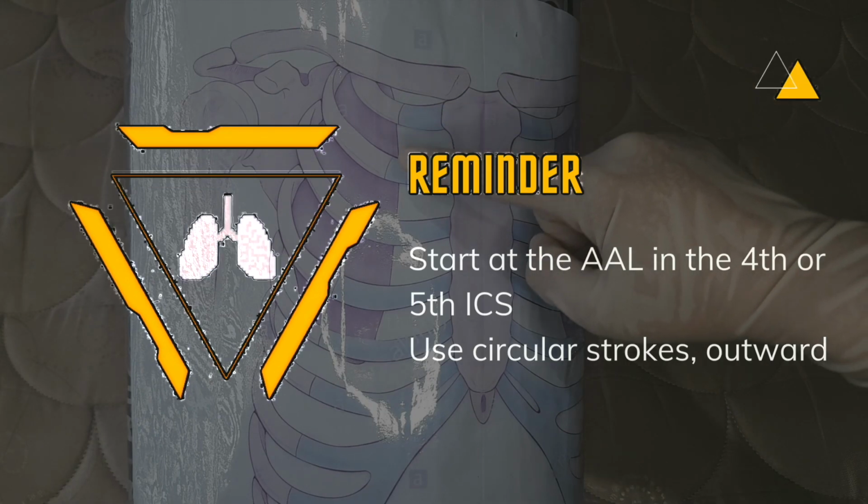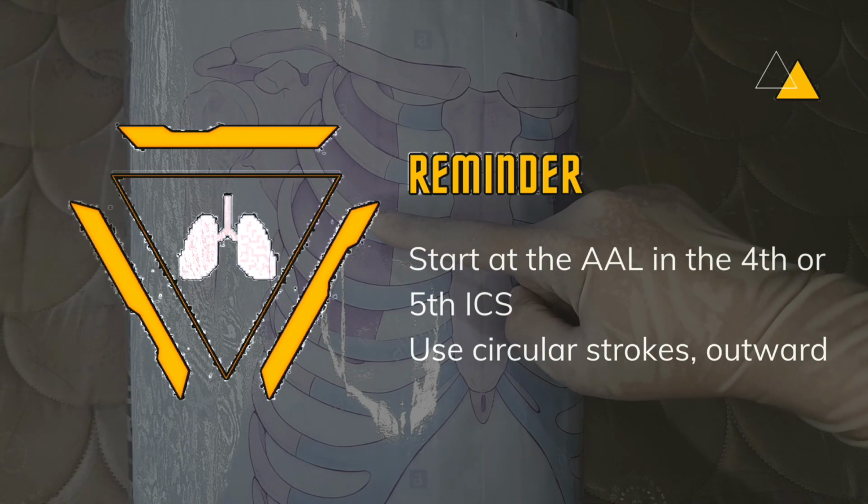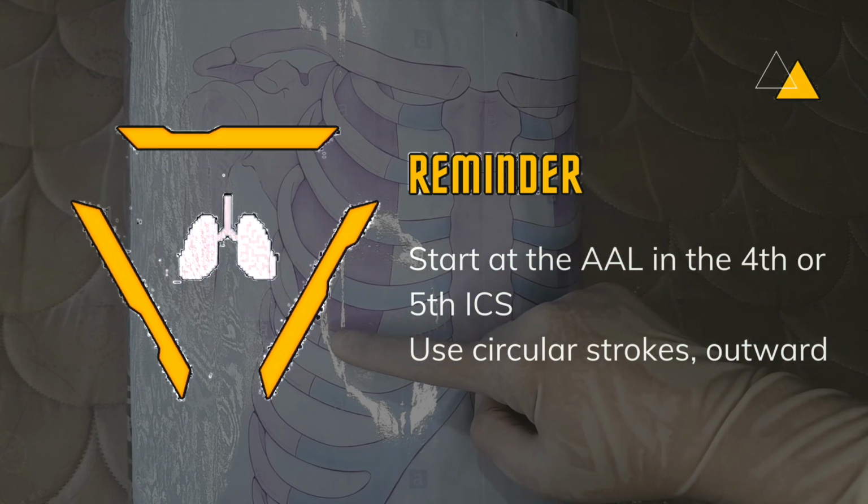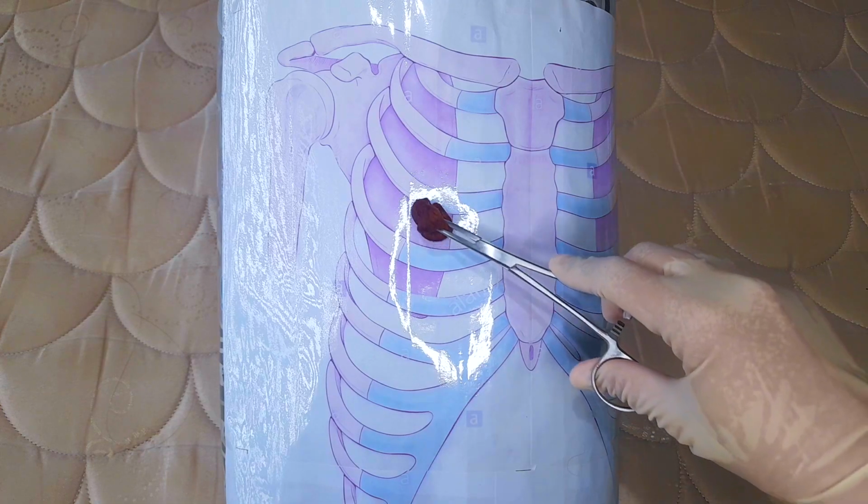Reminder: start at the axillary line in the 4th or 5th intercostal space. Use circular strokes outwards.